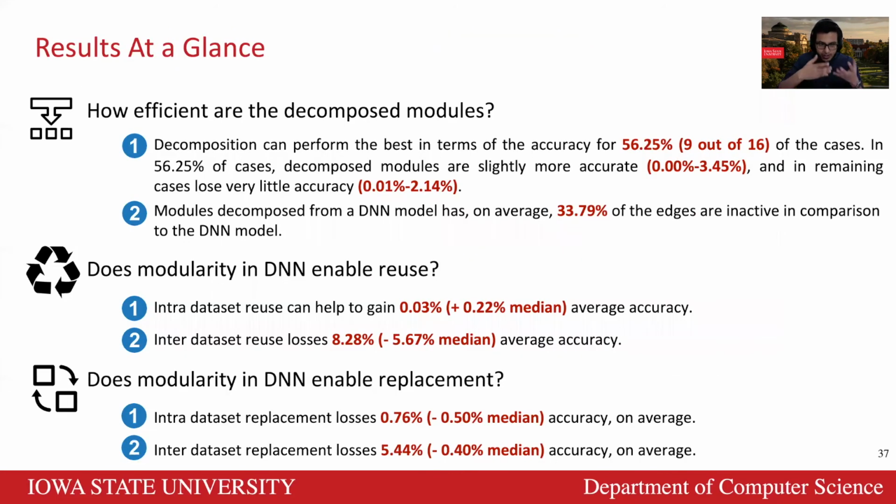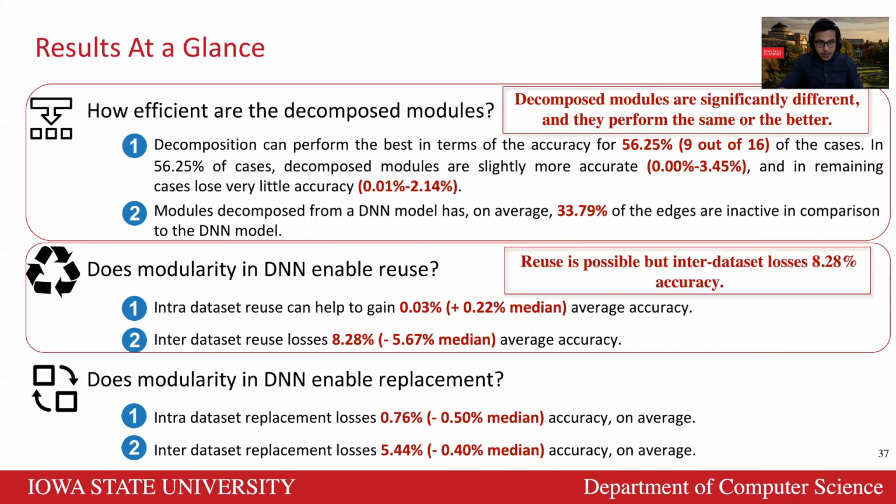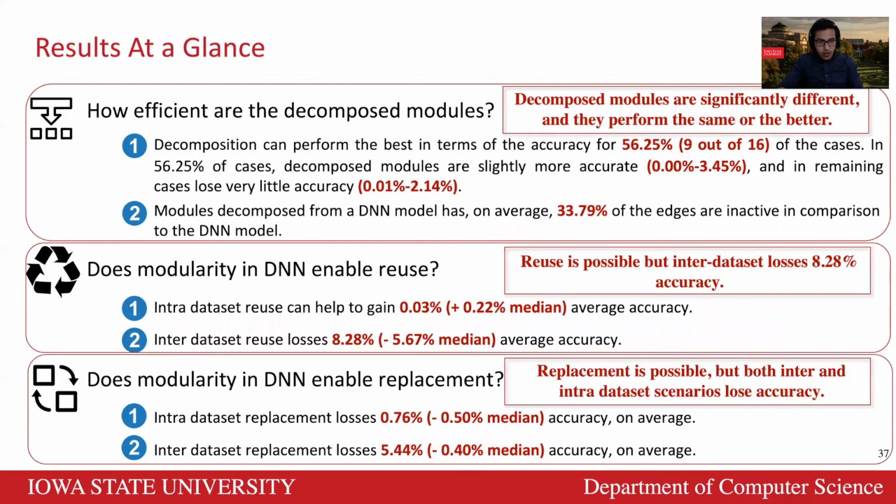We have discussed three research questions. First is how efficient the decomposed modules are. We found that the decomposed modules are significantly different and they perform the same or better. For the reusability research question, we found that reusability is possible, but inter-dataset reuse loses 8.2% accuracy on average. Whereas for the replacement scenarios, replacement is possible, but both intra- and inter-dataset scenarios lose accuracy.